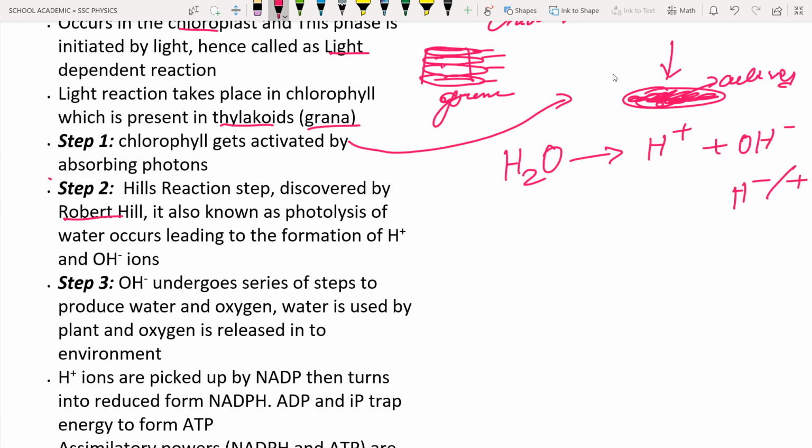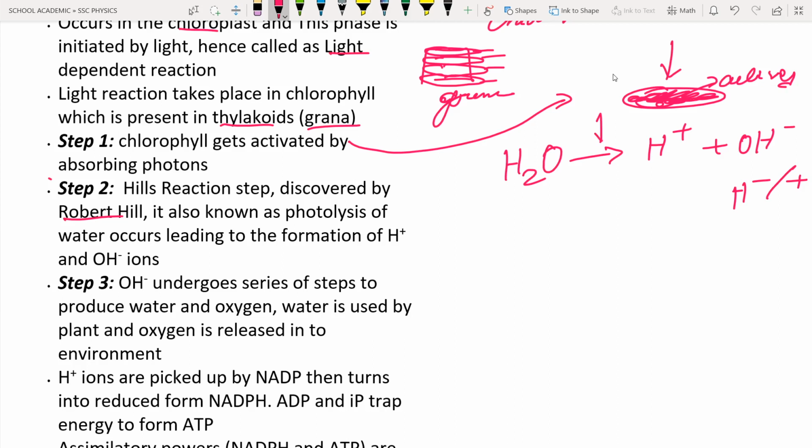It means the electrons are less or more, but not an exact quantity. Okay, so it is known as hydroxyl ion and hydrogen ion. And next, it is going to lead to the formation of H plus and OH minus ions. It means the water molecule will be broken down into H plus and OH minus ions.